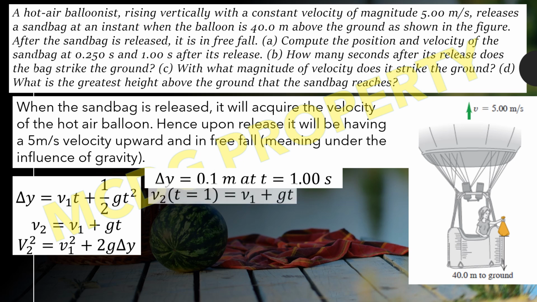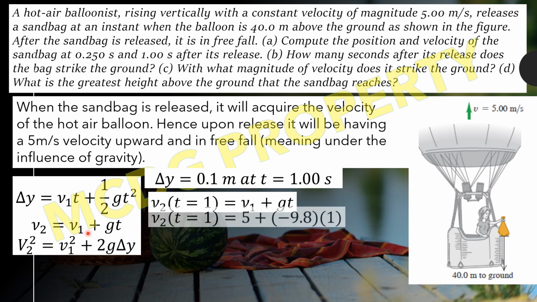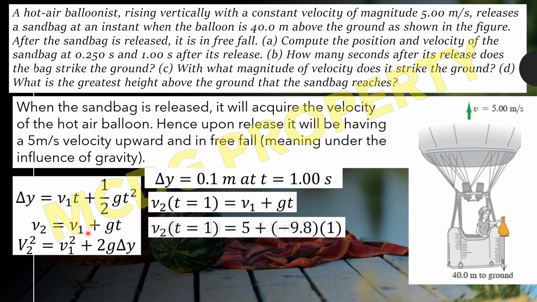So again, to compute the velocity of the sandbag when time t is equal to 1 second, you use again equation number 2, and substituting the given information, you will obtain the velocity when time t is equal to 1 second is equal to negative 4.8 meters per second. So it means that the sandbag is already on the way down, but still above the point of release after 1 second.